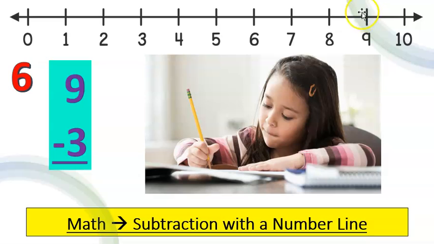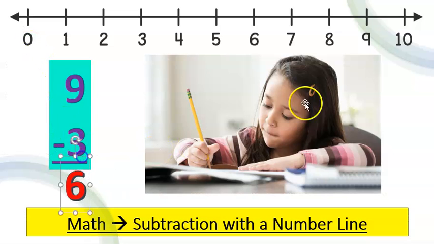Count with me. 1, 2, 3. So what's our answer, boys and girls? It's right here. 6. So let's grab 6. And let's put 6 there because that's our answer. 9 minus 3 equals 6. Let's read it again. 9 minus 3 equals 6. Your turn to read it, go.